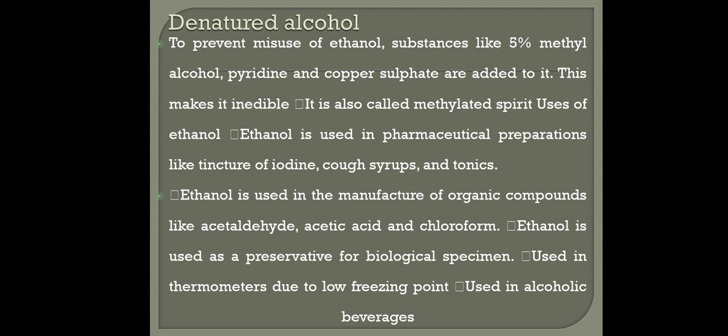Denatured alcohol. To prevent misuse of ethanol, substances like 5% methyl alcohol, pyridine and copper sulfate are added to it. This makes it inedible. It is also called methylated spirit. Uses of ethanol. Ethanol is used in pharmaceutical preparations like tincture of iodine, cough syrups and tonics. Ethanol is used in the manufacture of organic compounds like acetate, acetic acid, chloroform. Ethanol is used as a preservative for biological specimens and used in thermometers due to low freezing point. Used in alcoholic beverages.